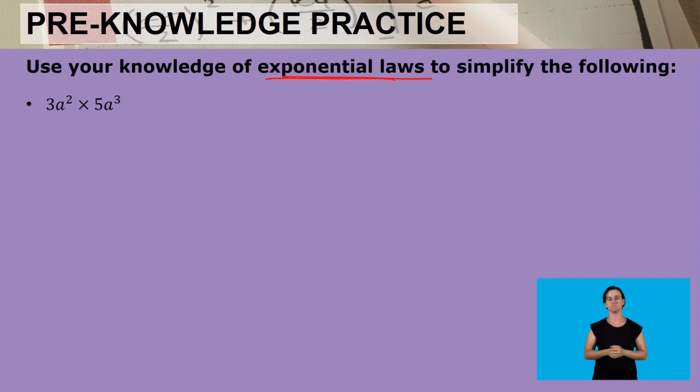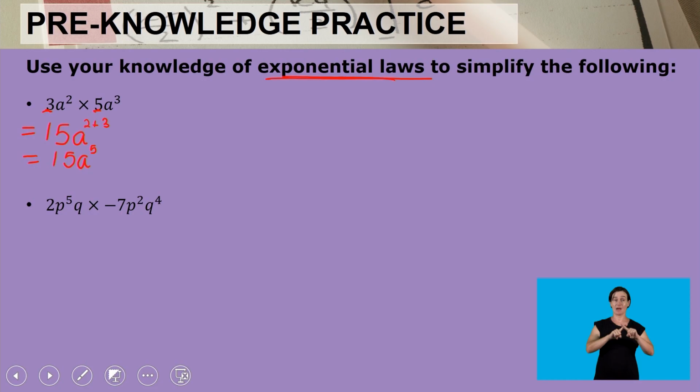So let's go ahead and multiply this expression here. So we have a 3a squared multiplied by a 5a cubed. So we are going to multiply the 3 and the 5. So 3 multiplied by 5, that will give us a 15. And we have now an a squared multiplied by an a cubed. So remember, we are going to add those exponents, and that is going to leave us with 15a exponent 5.